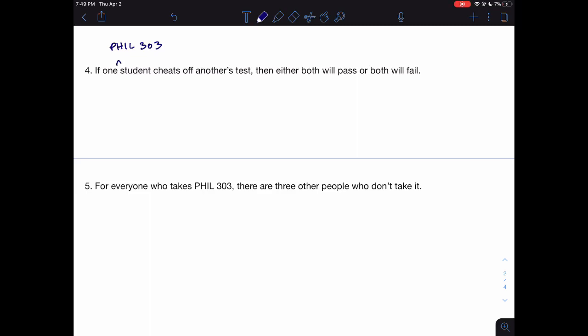So that suggests that we're going to want to translate this as follows. For all x and for all y, let's say that x is a student in Phil 303 and y is a student in Phil 303, and x cheats off y's test. And we also want to specify that x and y are not the same person. Okay, so let's take a moment to think about why this is the correct antecedent. For anything in the universe of discourse, we're going to specify that x and y are those two things in the universe of discourse, both students in Phil 303, and x cheats off y's test, and x is not the same thing as y.